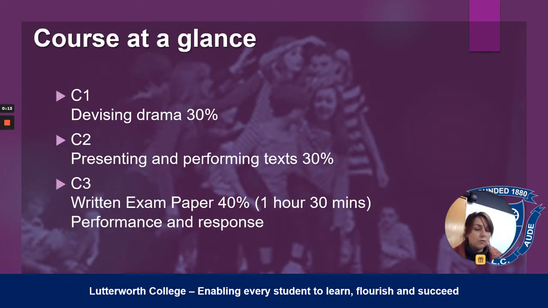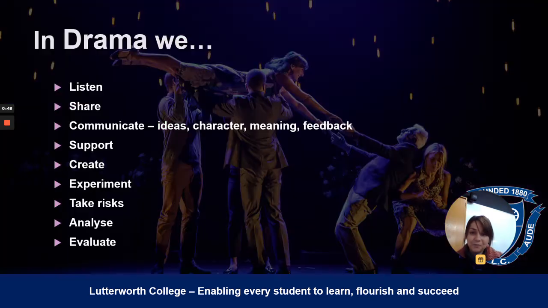So, GCSE drama. The course at a glance, there are three components. Component 1 is devising drama, and you'll make a drama up from scratch yourselves in groups using a stimulus provided by the exam board. There's 10 to choose from, so it's really open to interpretation. Component 2 is presenting and performing texts. That exam is 2 extracts to an external examiner that you perform, and that is worth 30%. Component 3 is the written exam paper. That's worth 40%, and it's an hour and 30 minutes long.